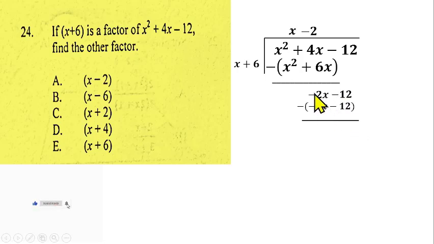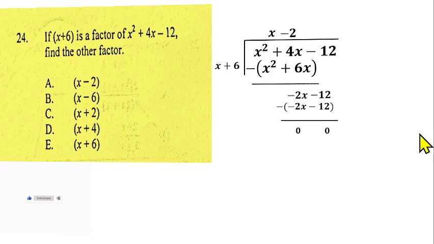Minus 2x plus 2x will give us 0. Minus 12 plus 12 gives us 0. So we have 0 here as the answer. So that means the remaining factor is x minus 2, which is what we got before when we used the other method. So option A is the correct answer for question number 24.